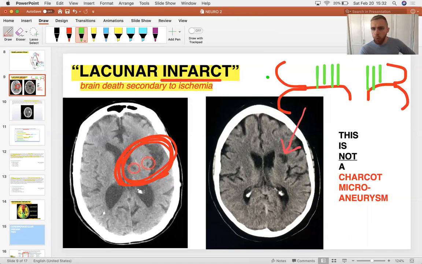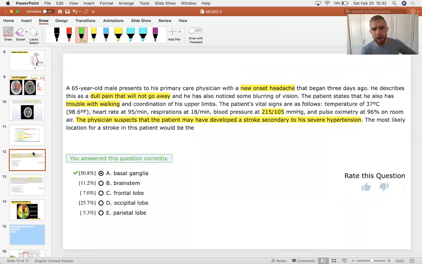So this is where we're at. We're referring to strokes in these thin lenticulostriate arteries. And from there, we understand that those strokes can be ischemic in nature, which we would call a lacunar infarction, or they could be hemorrhagic in nature, which we would usually call a Charcot-Bouchard microaneurysm. The word micro is included there because these are such thin arteries. So that's where we're at. Let's crack open a couple more practice questions.